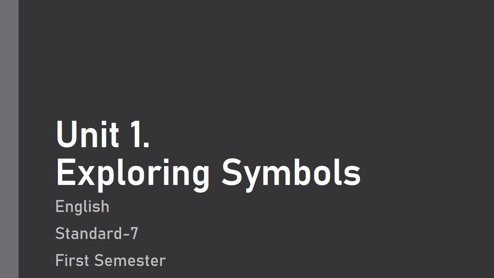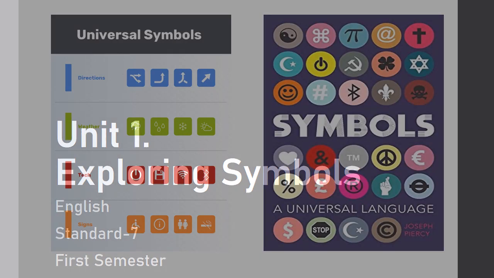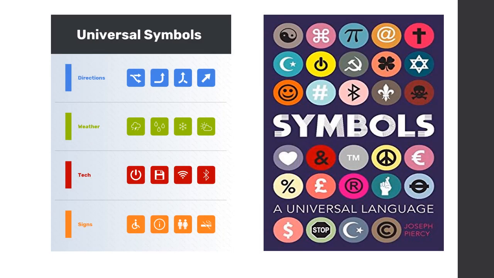First unit is exploring symbols. Exploring symbols. Now, you have studied symbols in geography, in history, in science. So, will we be studying symbols like who created this symbol, what is it used for? You know all that. You have been using your smartphones a lot recently and it is full of symbols. But we won't be studying the things about symbols. We'll be studying symbols, how they are used in English.